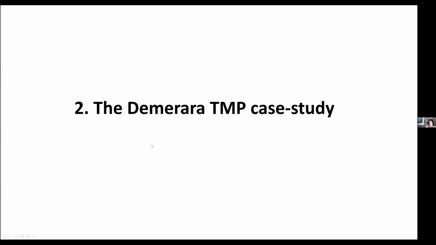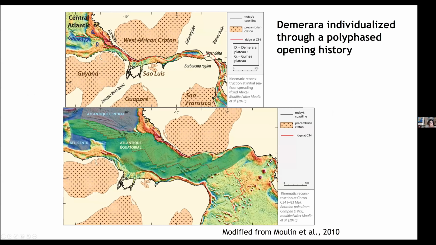So let's have a look at the Demerara TMP case study. Demerara is the conjugate of Guinea. So you can see here a reconstruction at the end of the Jurassic. At that time, Demerara and Guinea were still together, and they were in place in the very southern terminus of the central Jurassic Atlantic. Later on, you can see that those two plateaus individualized in a very oblique to transform mode during the opening of the equatorial Atlantic.